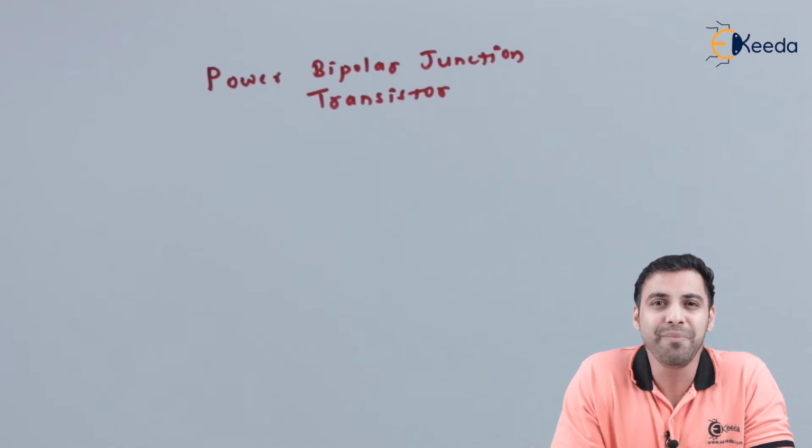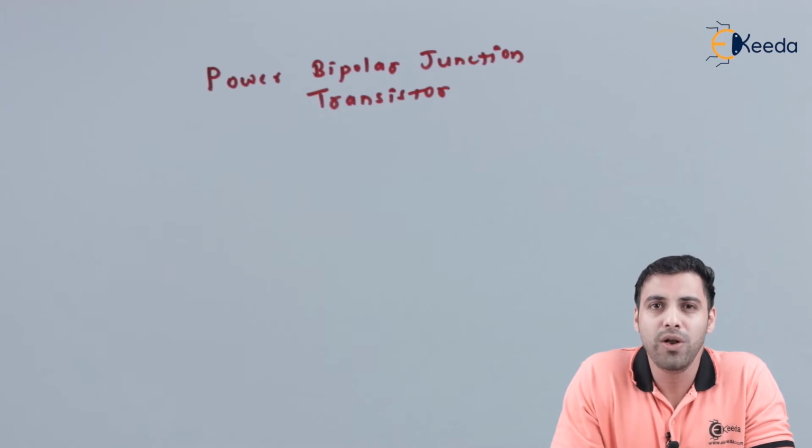So there are three basic types of power transistor which are widely used in any electrical circuit. Number one is a power MOSFET, number two is a power BJT, and number three is a power IGBT. So friends, today let's start with the power bipolar junction transistor.